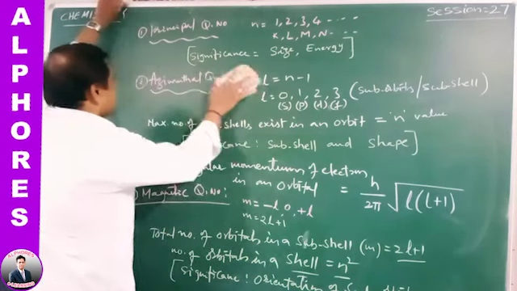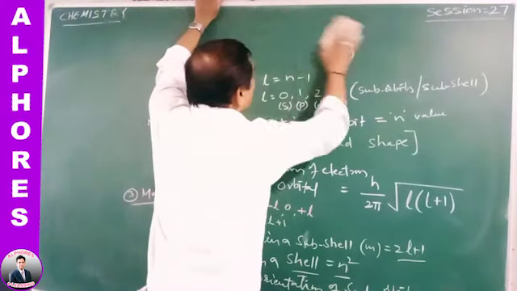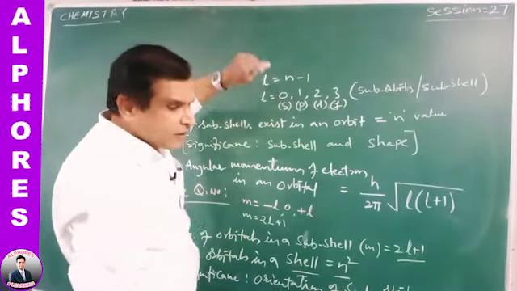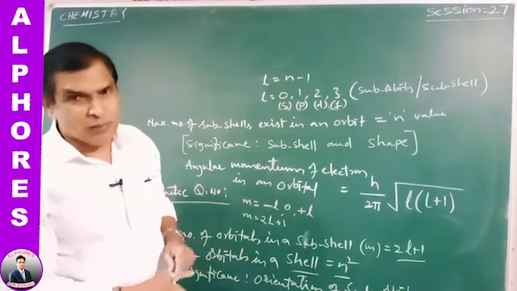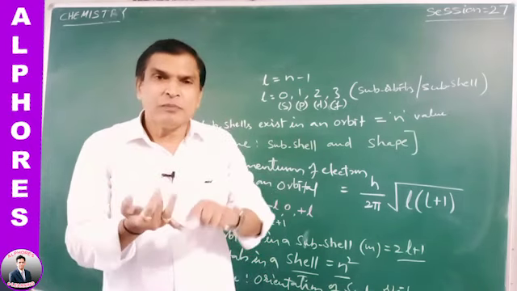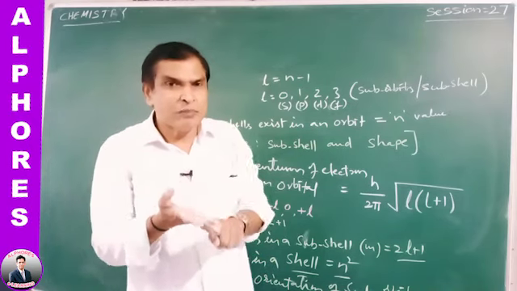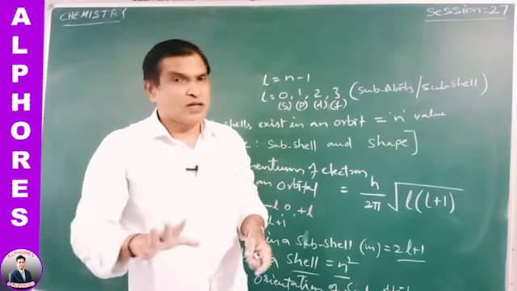With this, we can say that the quantum numbers are almost completed. The significance of the four quantum numbers is now completed. What are the four quantum numbers? Principal quantum number, azimuthal quantum number, magnetic quantum number and spin quantum number. The significance of all four quantum numbers is completed.